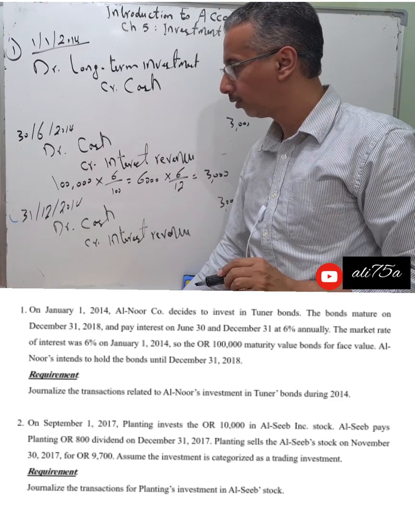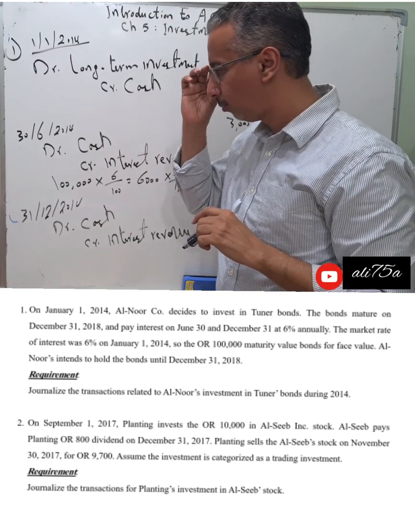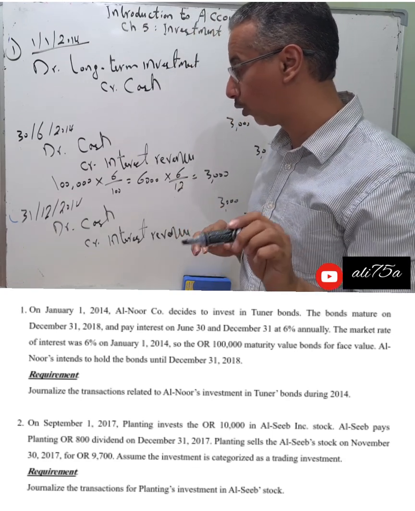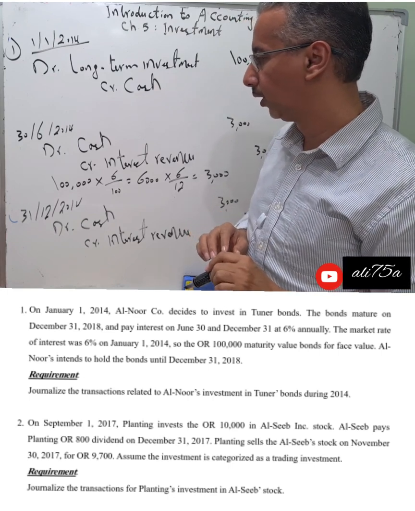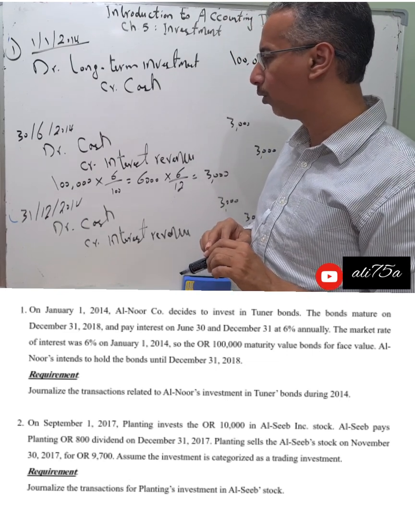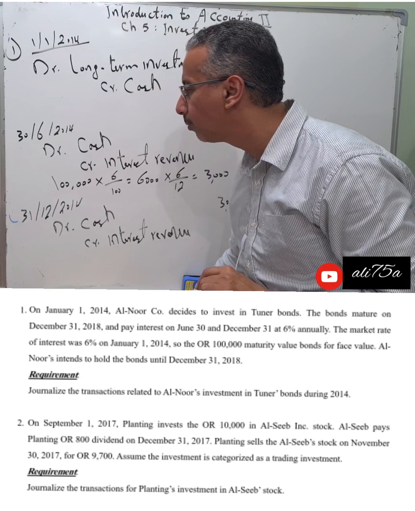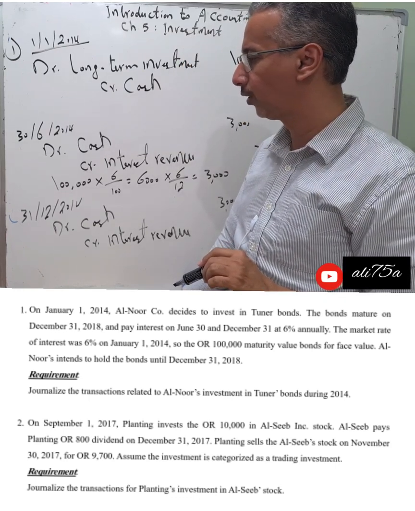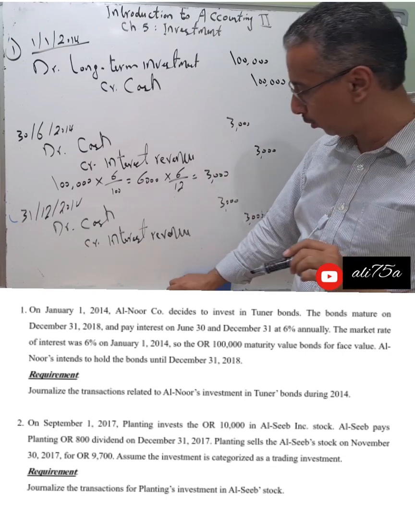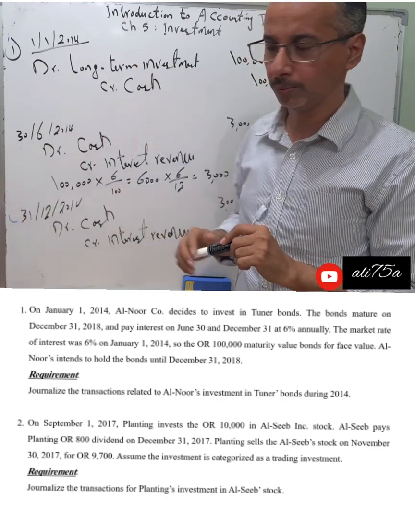This is the requirement in exercise number 1. Exercise number 2: in September, the company invested 10,000 in SC Incorporation stock. Here we talk about shares, equity, security. SC paid 800 dividend in December, and the company sold the SC stock in November for 9,700. Assume the investment is categorized as trading. Journalize these entries. So here we again have 3 journal entries. You will do it by yourself as homework. I gave you the answer for question 1; you will do question 2 by yourself.